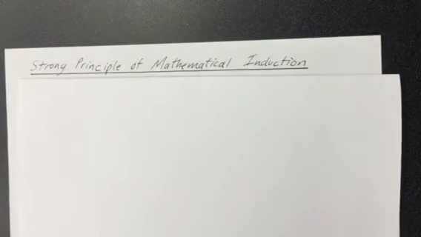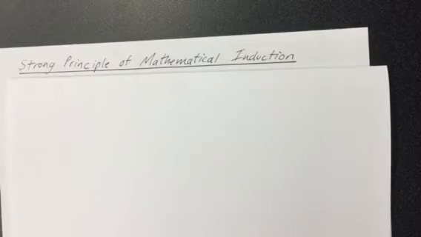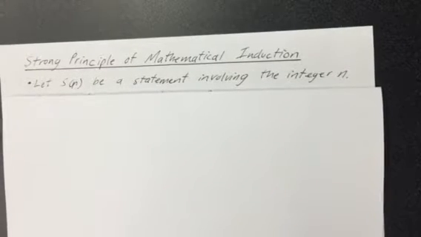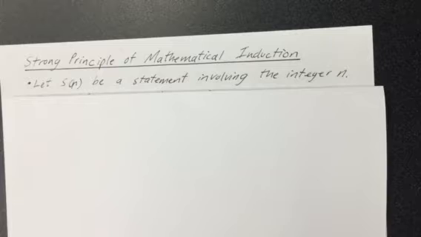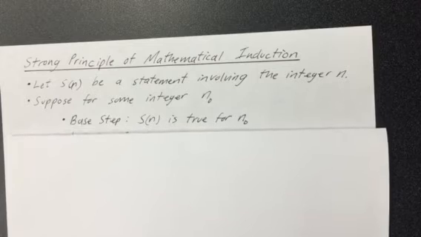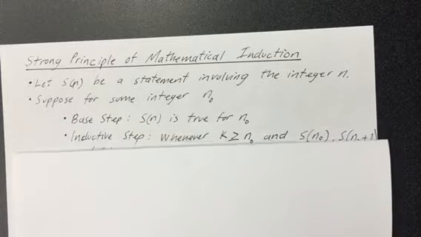So today we're going to learn about the strong principle of mathematical induction. What we're going to do is we're going to be given a statement. We're going to call that statement S of n, and that statement's going to involve the integer n. And the first step to mathematical induction is to suppose that for some integer n naught, S of n is true for that n naught. And n naught is going to be our smallest integer that satisfies our S of n.